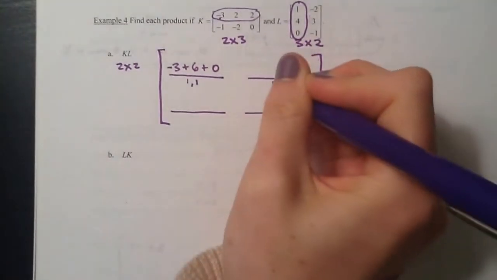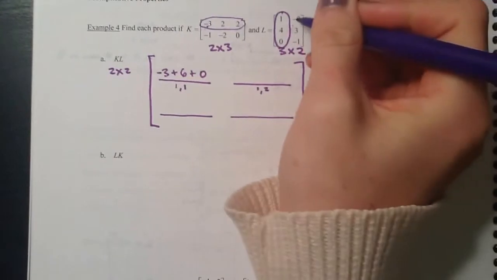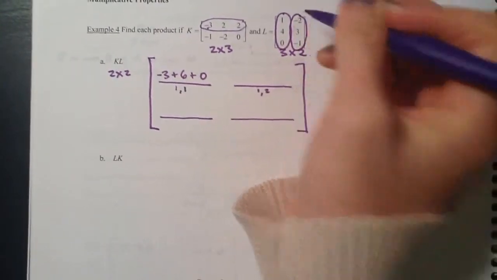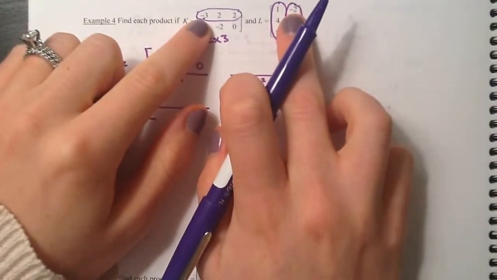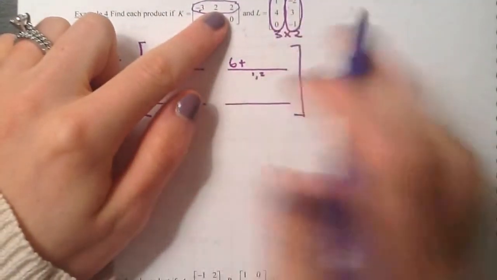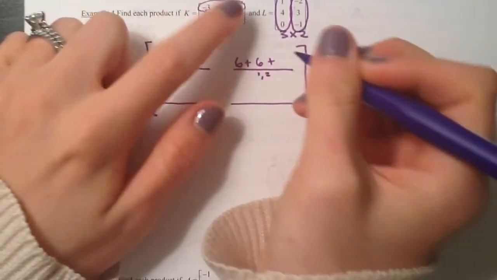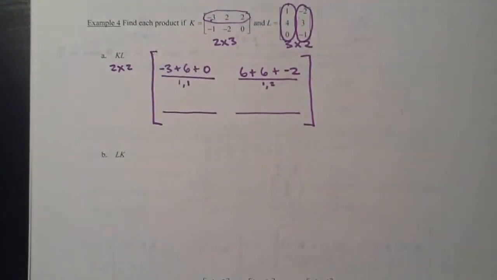Okay, then I move over here. I am still in row 1, but now I am in column 2. So I still use row 1 over here, but then I am going to pair it up with column 2 this time. So I pair up -3 times -2, that gives me 6. 2 times 3 also gives me 6. 2 times -1 gives me -2.